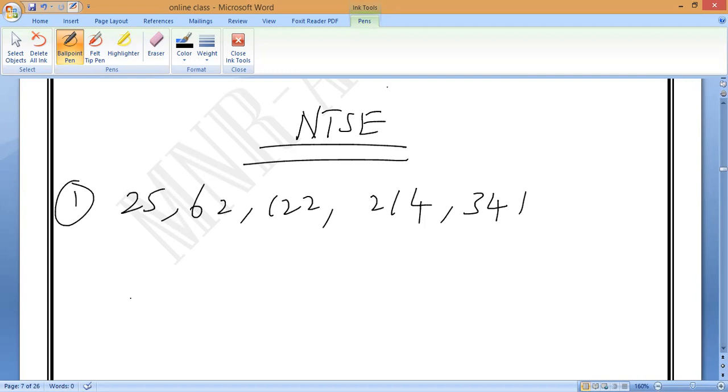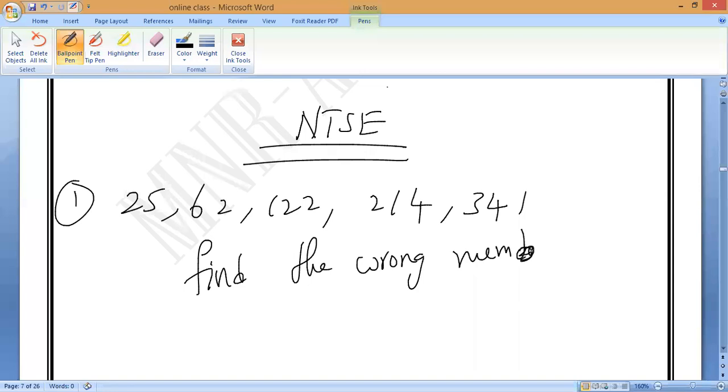Now what you have to do is find the odd one out from this. Let me see who will do it fastly. Find the wrong number or letters. If I give an alphabet series, you find the wrong letter; if I have given numbers, you have to find the wrong number. So what is the wrong number in the given series? Please all of you start doing and find it. Any idea? Anybody, please?